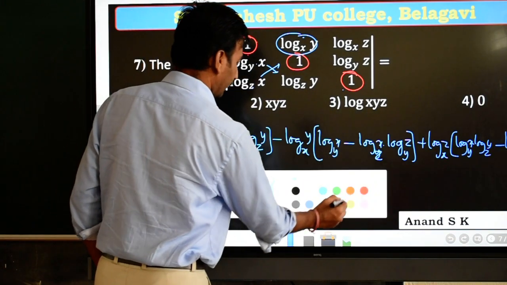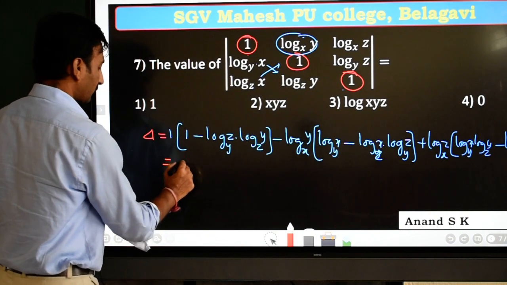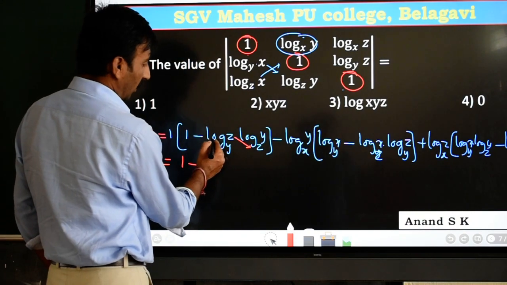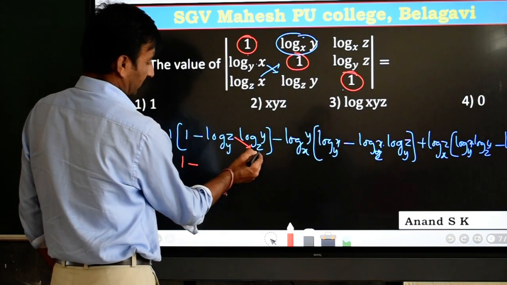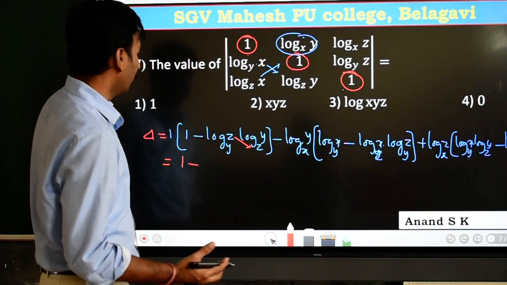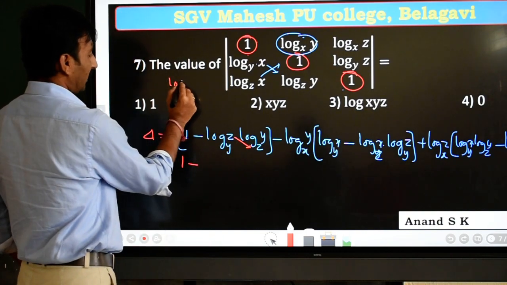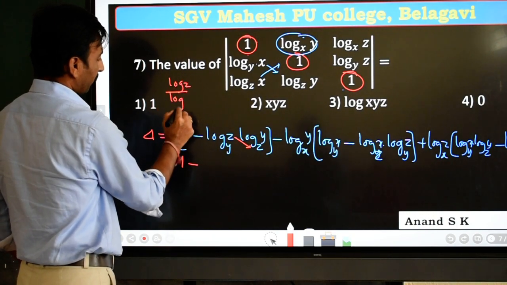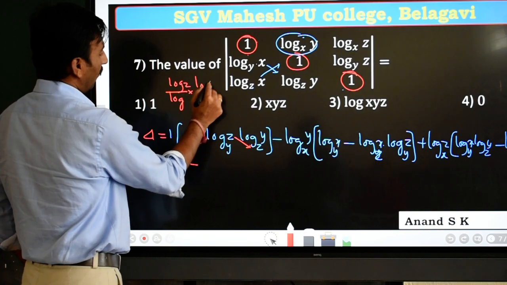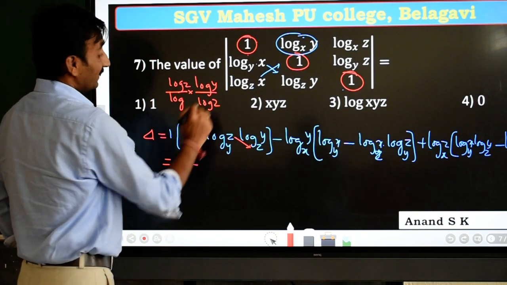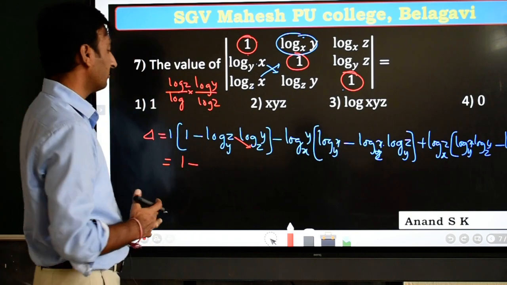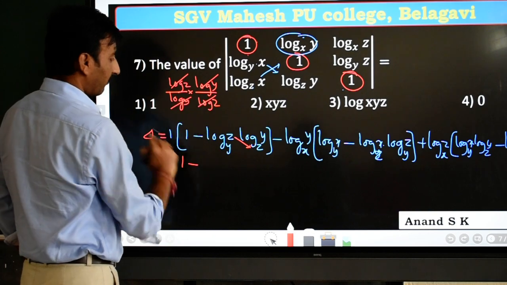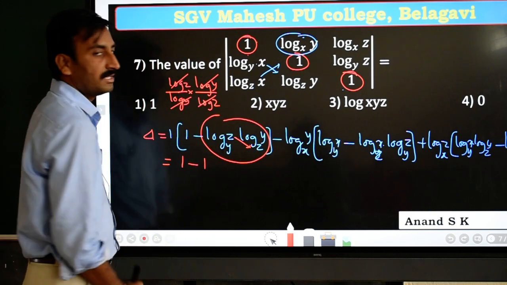Now the very interesting thing is here, you simply look at this 1 minus. Using the property you can say here it is log z and the base is z, or else using the properties of the logarithm you can expand it and proceed. This can be written as log z by log y into log y divided by log z. This is called the change of base property in the logarithm. So here you can cancel log y, log z, you get 1. So this is all nothing but 1, it is 1 minus 1.